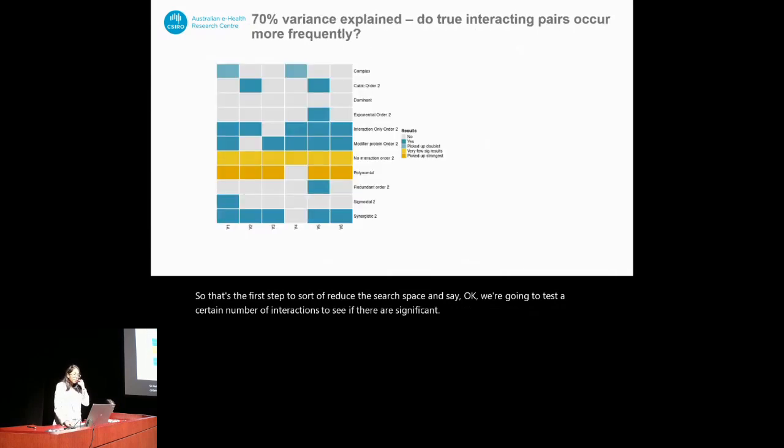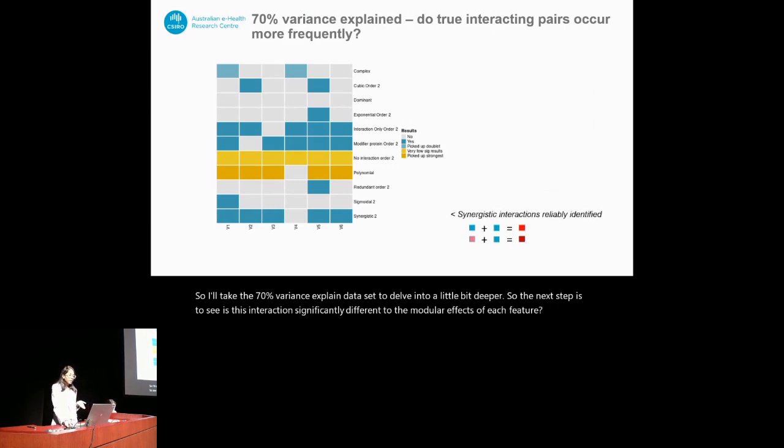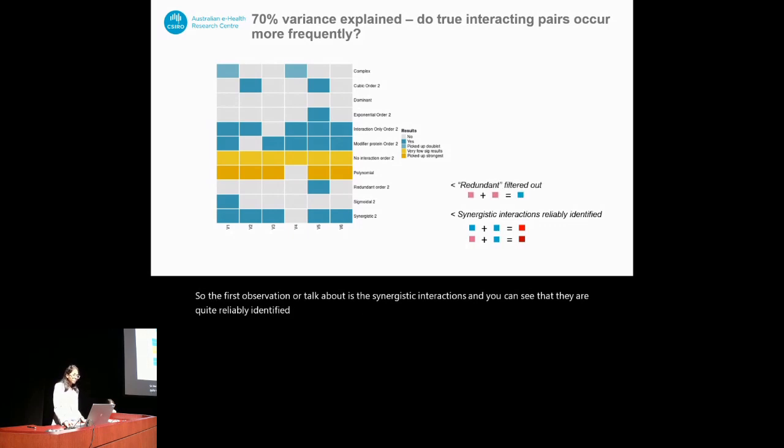So I'll take this 70% variance explained data set to delve a little bit deeper. The next step is to see, is this interaction significantly different to the marginal effects of each feature? The first observation I'll talk about is the synergistic interactions, and you can see that they are quite reliably identified, which is good to see. The redundant interactions, which means that the effects cancel each other out, were filtered out, which is also good to see.